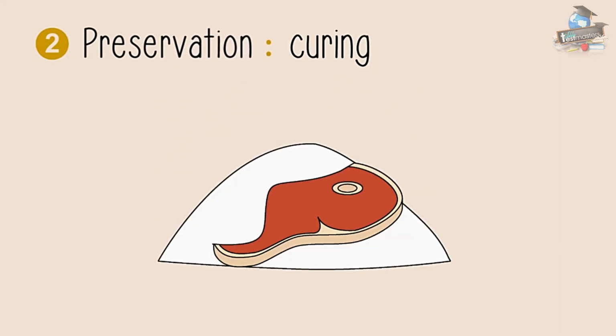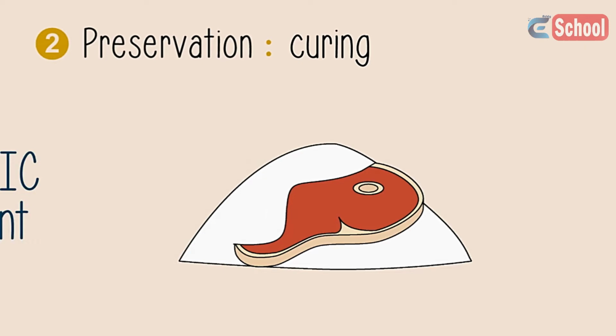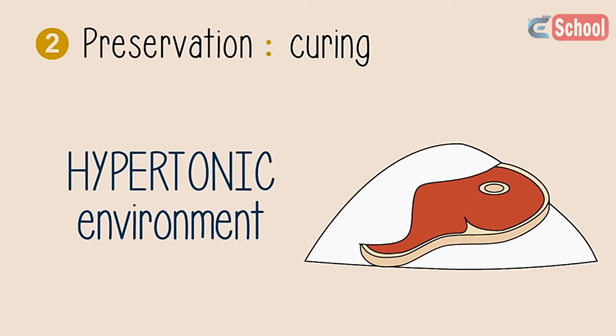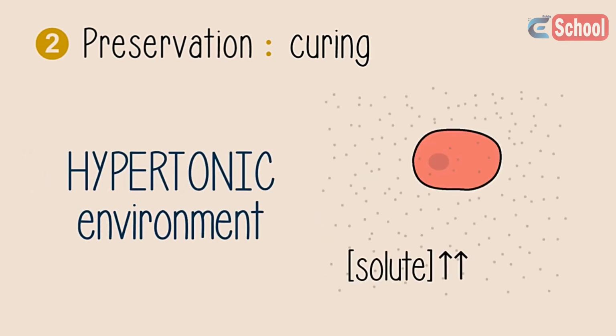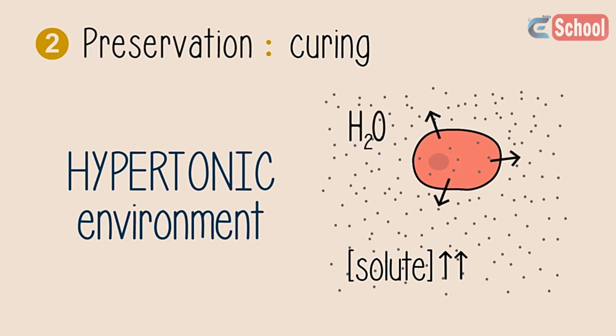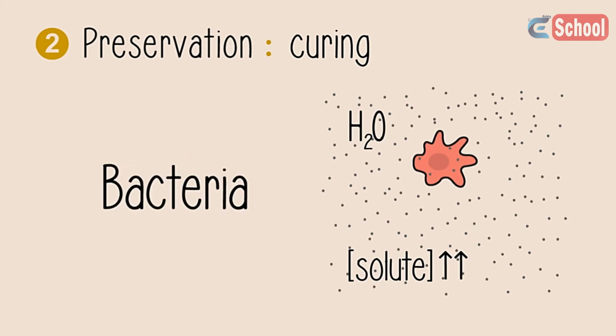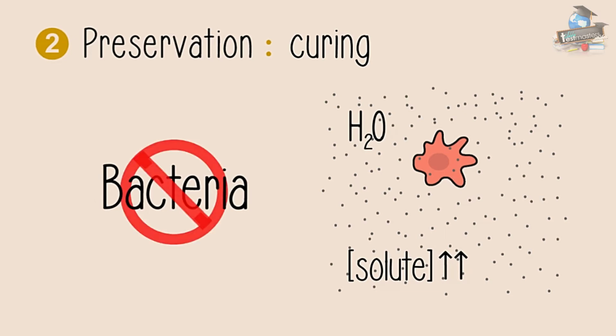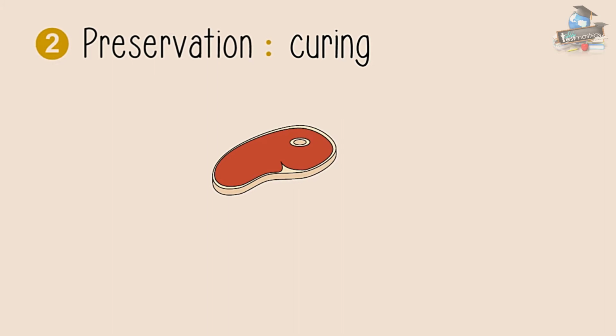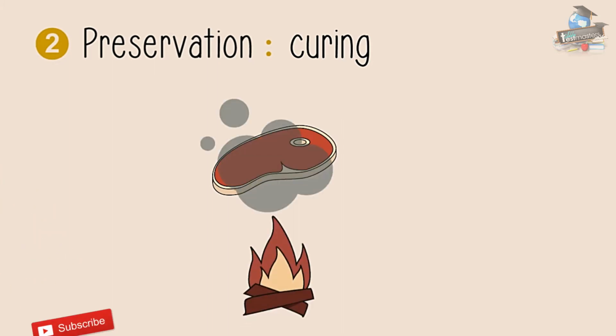So if we rubbed that piece of meat with a lot of salt, a hypertonic environment is created. This means that there is a higher solute concentration outside of cells rather than inside. Osmotic pressure, therefore, is increased. This draws water out of cells, including water inside of bacteria living on and inside that piece of meat. These bacteria are killed and the meat is preserved. Most cured meats are also smoked to further dehydrate the meat and to add flavor.